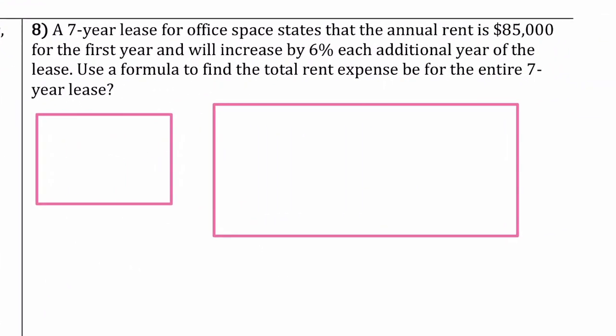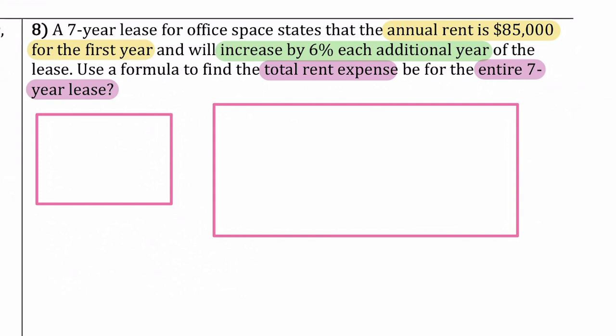Number 8, a 7-year lease for office space states that the annual rent is $85,000 for the first year and will increase by 6% each additional year of the lease. Use a formula to find the total rent expense for the entire 7-year lease. So automatically, every time they say that keyword of like total, they're just saying how much money are we paying for the first, second, third, fourth, 5th, 6th, and 7th year all in total. So that indicates to us we're going to have to use a geometric series.